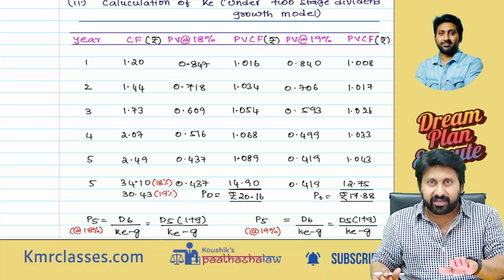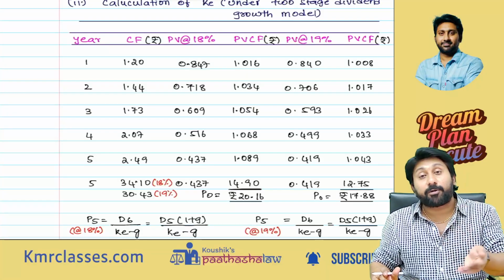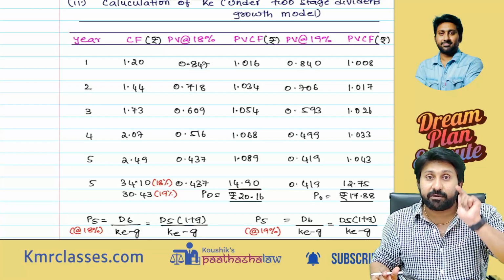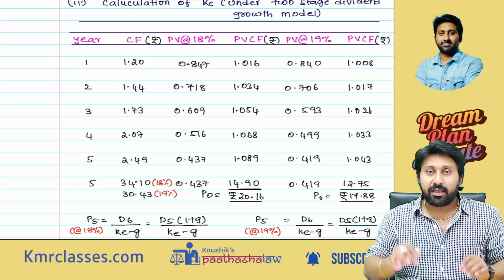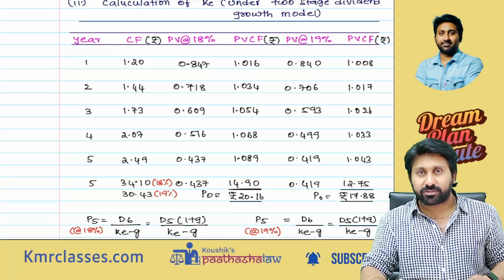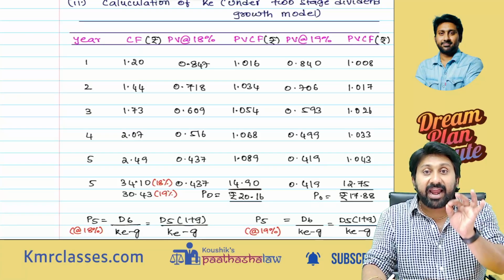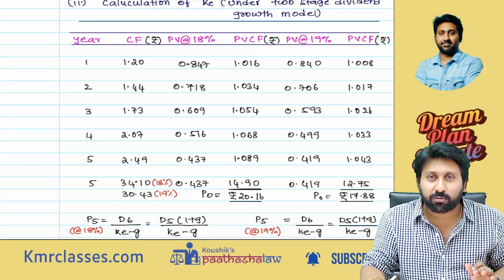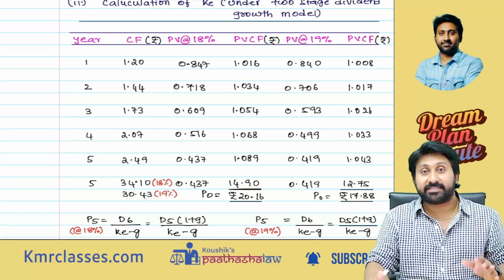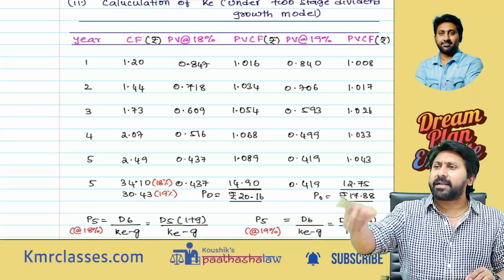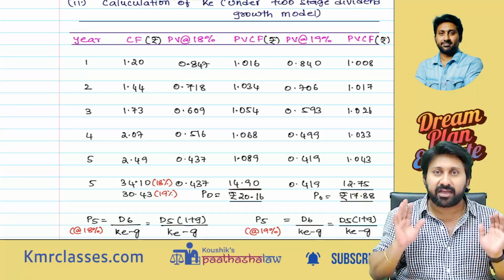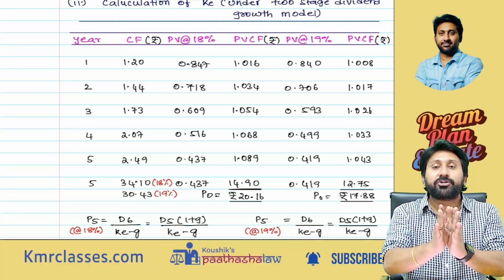I'm here to tell how and when this formula, D1 by (K − G), will be used. Next, when can D1 by (K − G) be used? Whenever the question asks for random pricing. Random pricing means what? Calculate the price at the end of the 4th year. If they ask that, immediately your mind should be set.